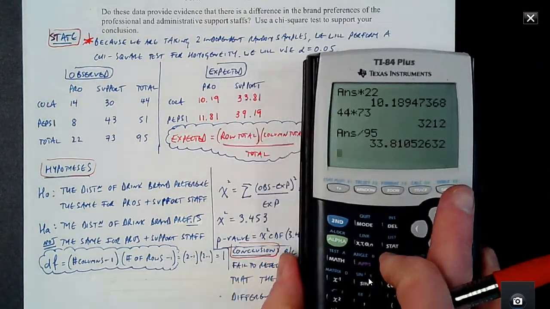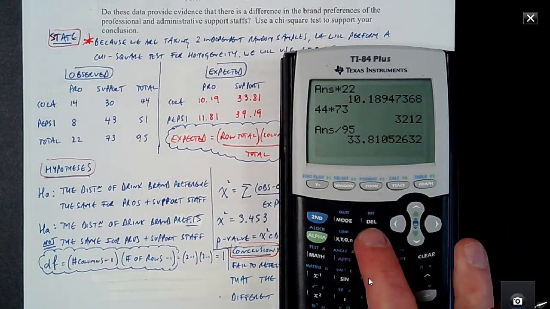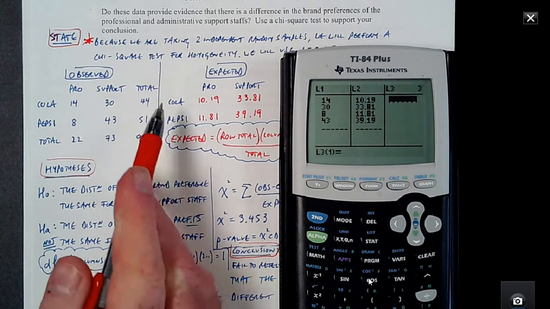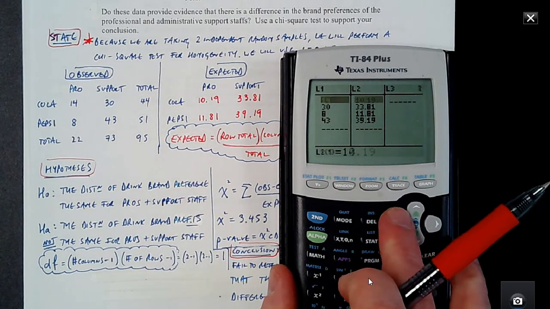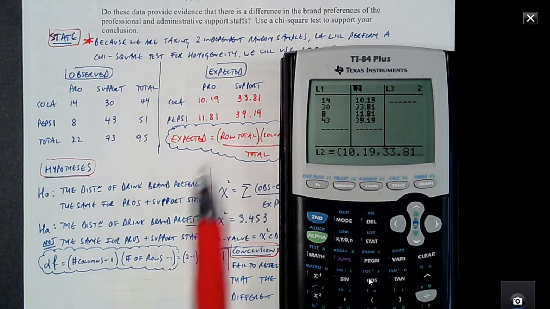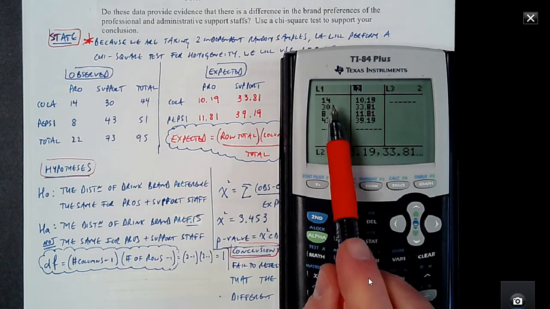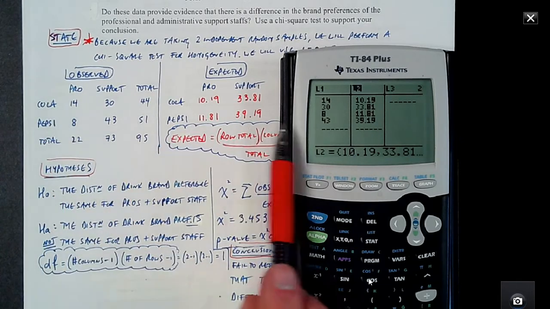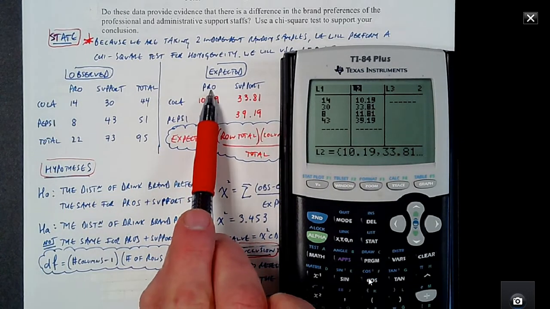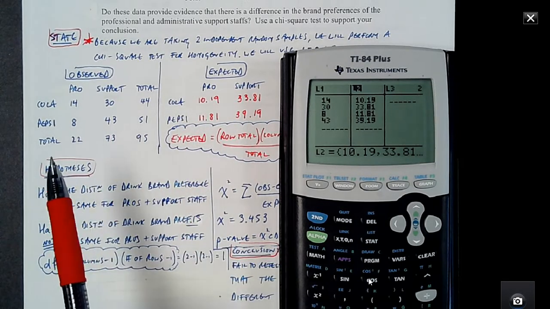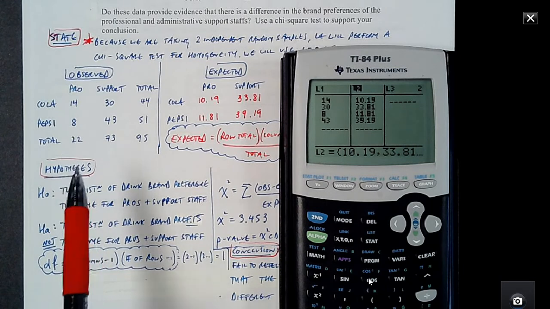So let's go back to our calculator. Again, we're going to go to Stat, and then Edit, and we're going to put all of this in our tables of L1 and L2. Remember, L1 is going to be observed values, L2 is going to be our expected values. And we want to make sure that they match up. So here, the 14 observed professionals who liked Coca-Cola has to match up with the expected number of professionals who would like Coca-Cola. So make sure you're matching up each respective group correctly.